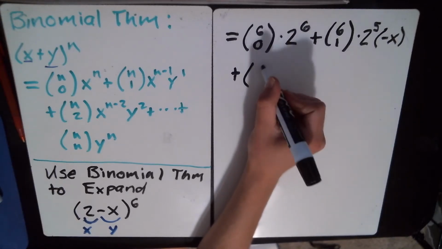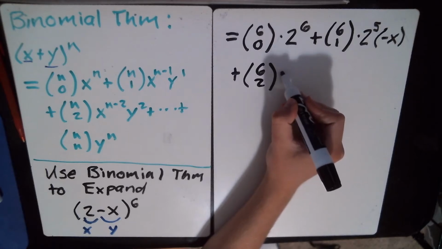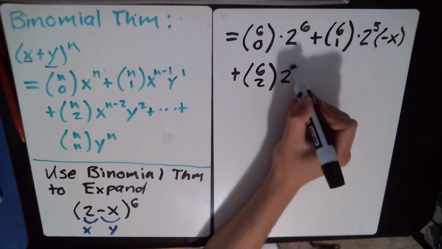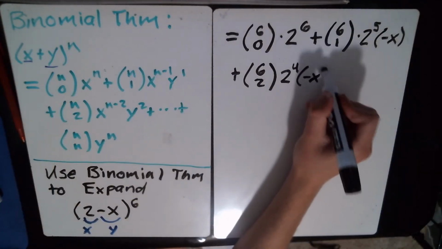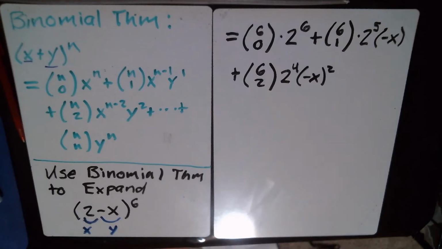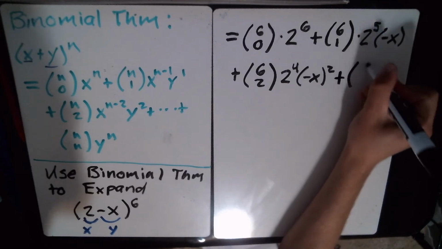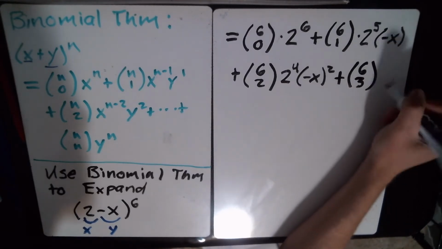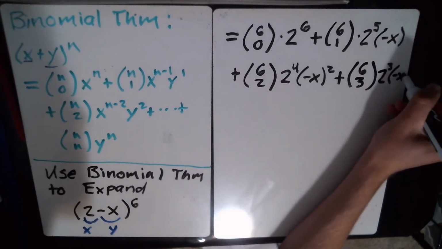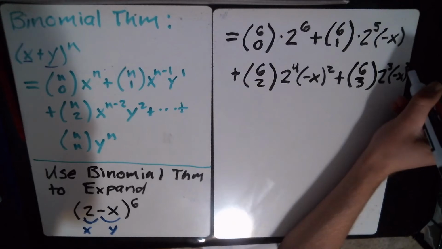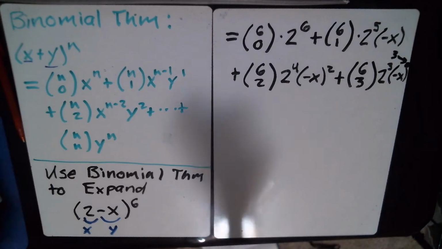Plus 6 choose 2, times 2 to the 4th, decreasing the power on that one and increasing the power on the other one. Keep doing the same thing: 6 choose 3, 2 to the 3rd, and then negative x to the 3rd. Oops, sorry, I can't tell if you can see that. That's a 3.